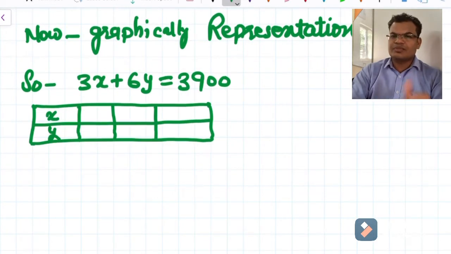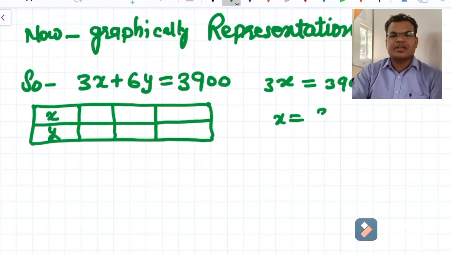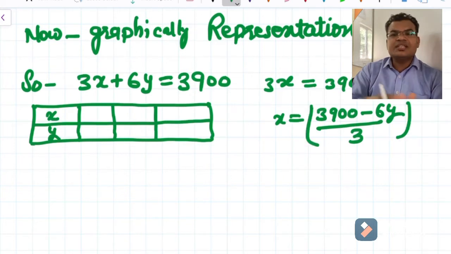So what I'm doing is simplifying it this way. 3x equals to... or directly I can write here 3x equals 3900 minus 6y, because I'm just sending the 6y to the right hand side. I can send this 3x also. So 3900 minus 6y upon 3 will be the simplest form of the given equation. You can put the direct value also, otherwise the simplest form will be 3900 minus 6y whole upon 3.